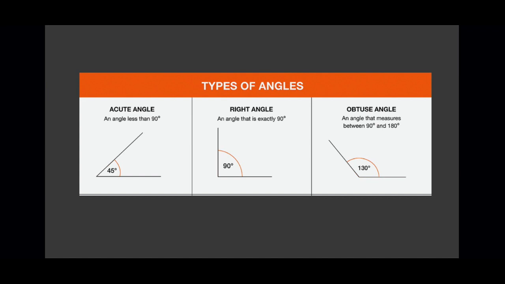Now, there's three types of triangles: an acute triangle, a right triangle, and an obtuse triangle. And we get those names, of course, because we're classifying triangles by their angles. So let's take a look at how we can classify triangles by their angles.